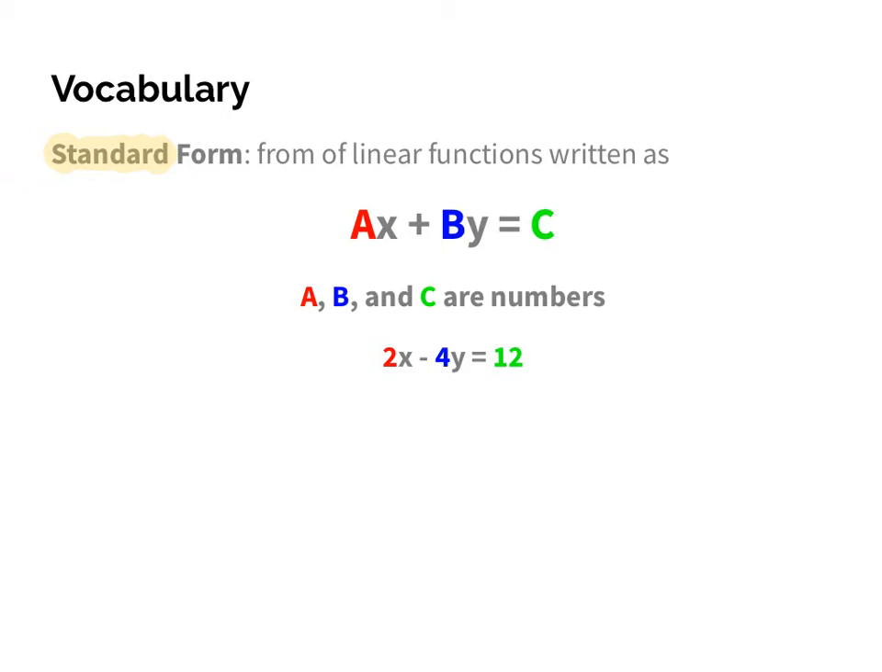All linear functions are going to look like ax plus by equals c when written in standard form. But what makes lines different are the different numbers for a, b, and c. So here's an example of what one might look like in standard form: 2x minus 4y equals 12. My a value here would be the 2, my b value would be the negative 4, and my c value would be the 12.